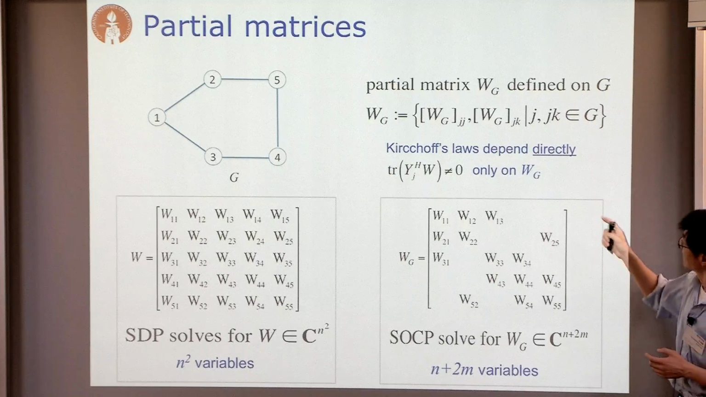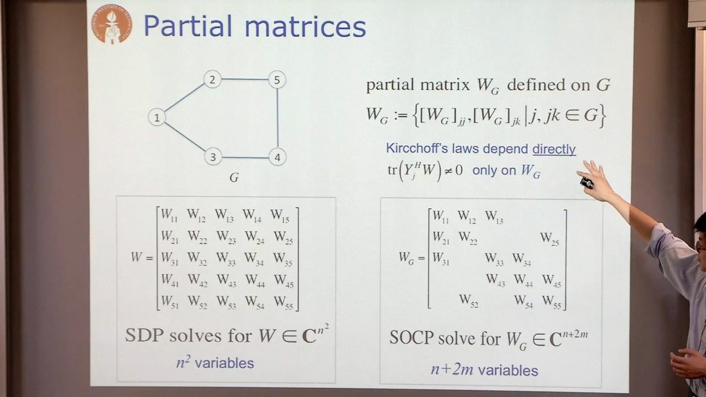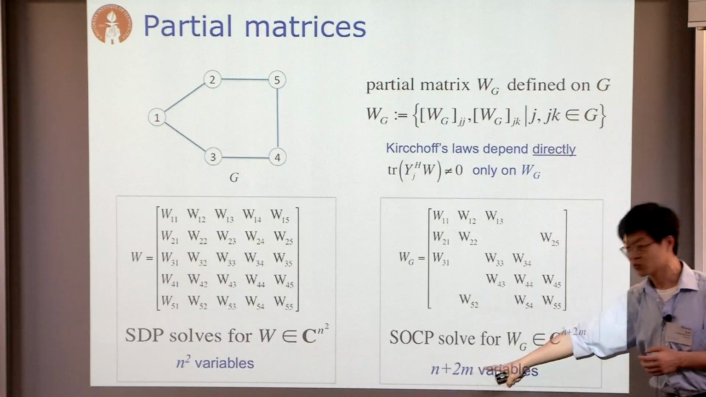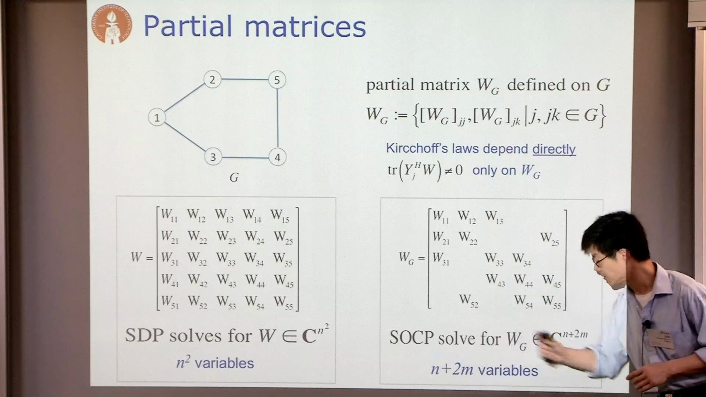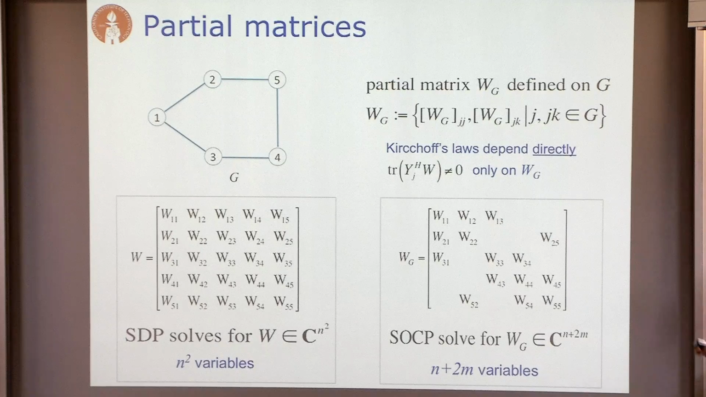And therefore, the number of variables here in the partial matrix is not n squared, but n plus 2m. And for a typical network, m is much less than n squared. So for a benchmark test system, for example, m is no more than 1.6n. So it's linear in n. And therefore, for large networks, this is a much, much smaller problem.